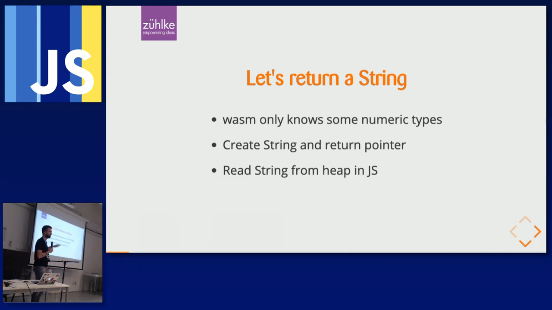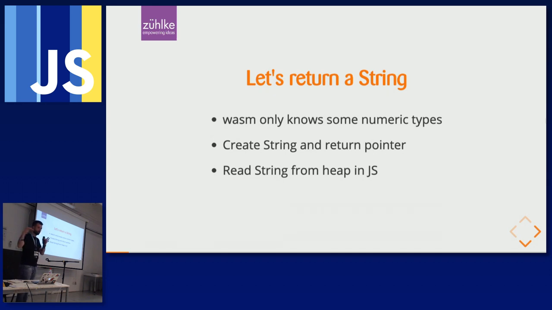Let's start with not the most complex type, right? String. Currently, some of you might have tried that. If you want to pass a string, it will fail miserably. You will get fancy exception messages that this is not working. So WASM currently only knows these integer and float types, as I mentioned before: integer 32 and 64 bit and float 32, 64 bits.